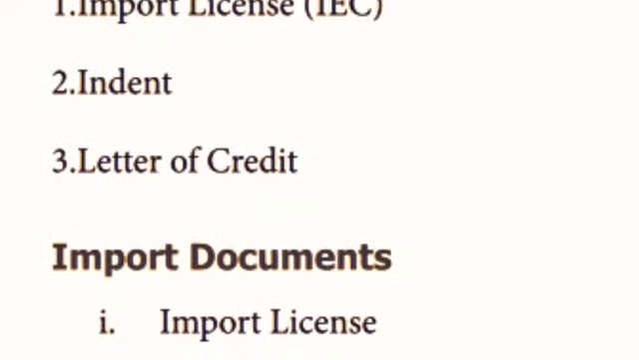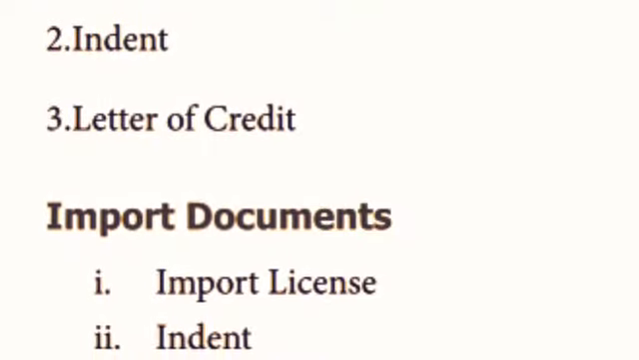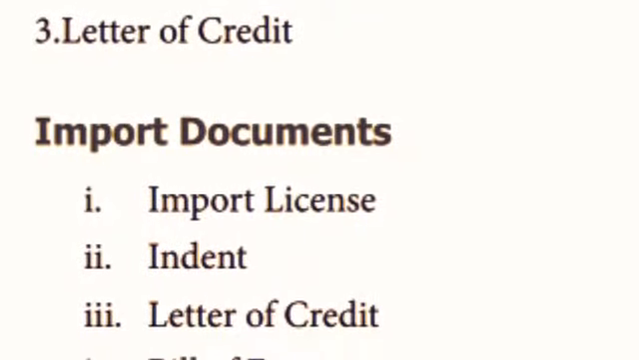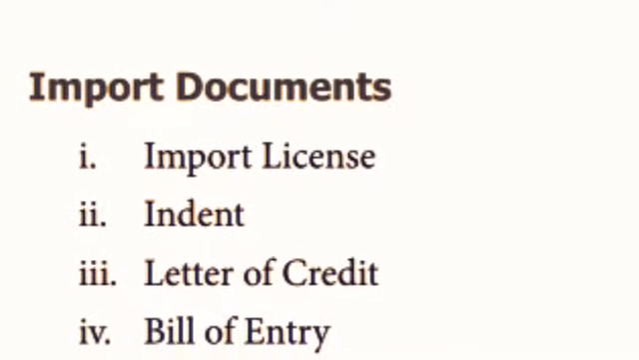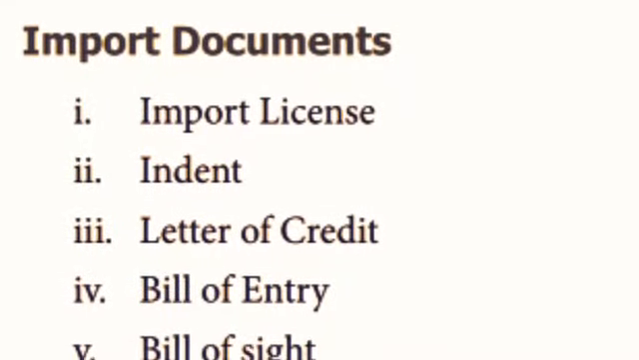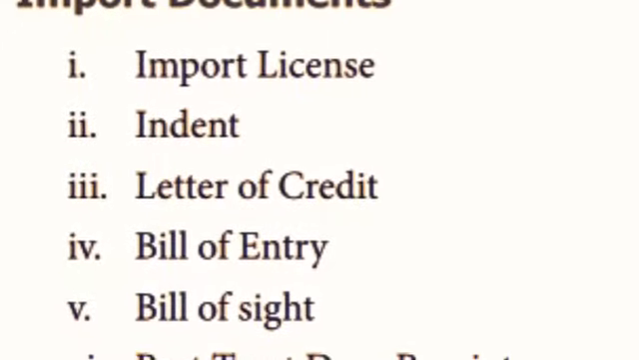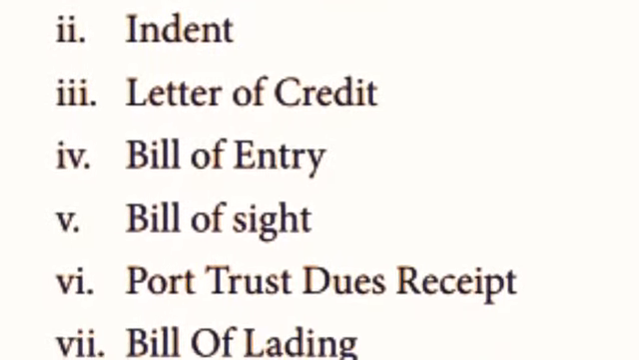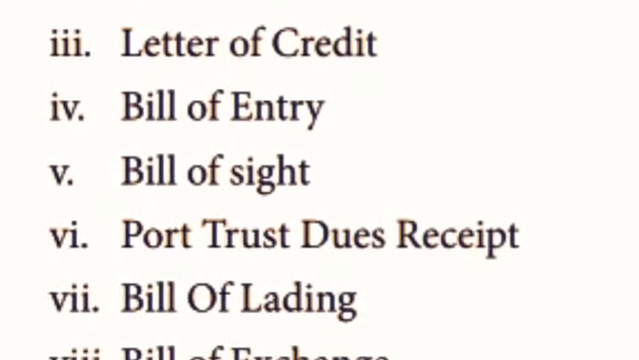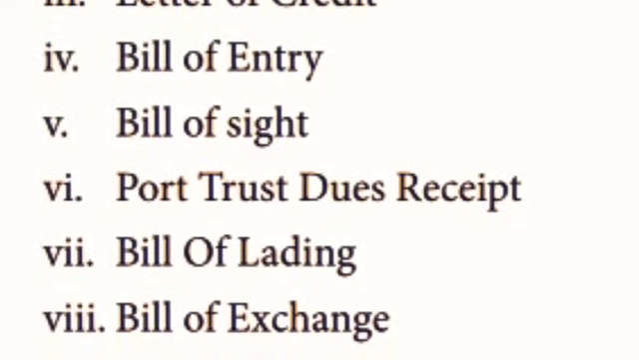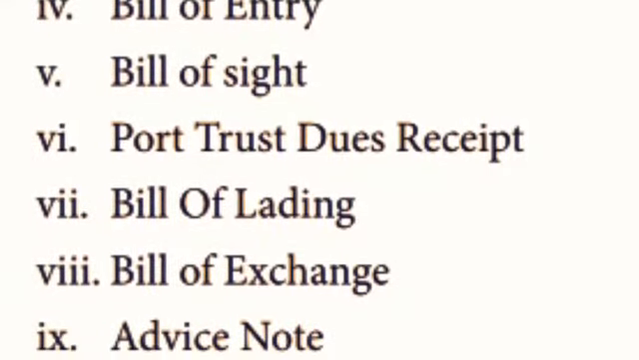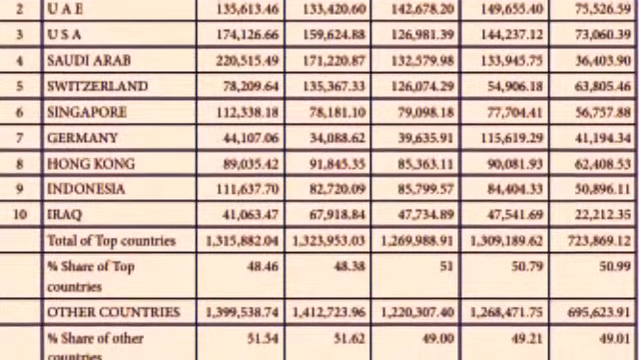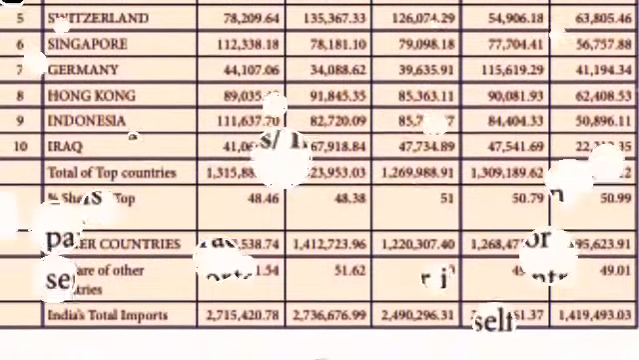Okay children, next one, documents used in import trade. What are the documents we can use in the import trade? Let's see. First of all, import license, indent, letter of credit. Next one, import documents: import license, indent, letter of credit, bill of entry, bill of sight, port trust dues receipt, bill of lading and bill of exchange, and the last one, advice note. Children, we have to know everything. So these are all the documents used in the import trade. Next one, India's major trading partners. Please see page 278 in your textbook, children.